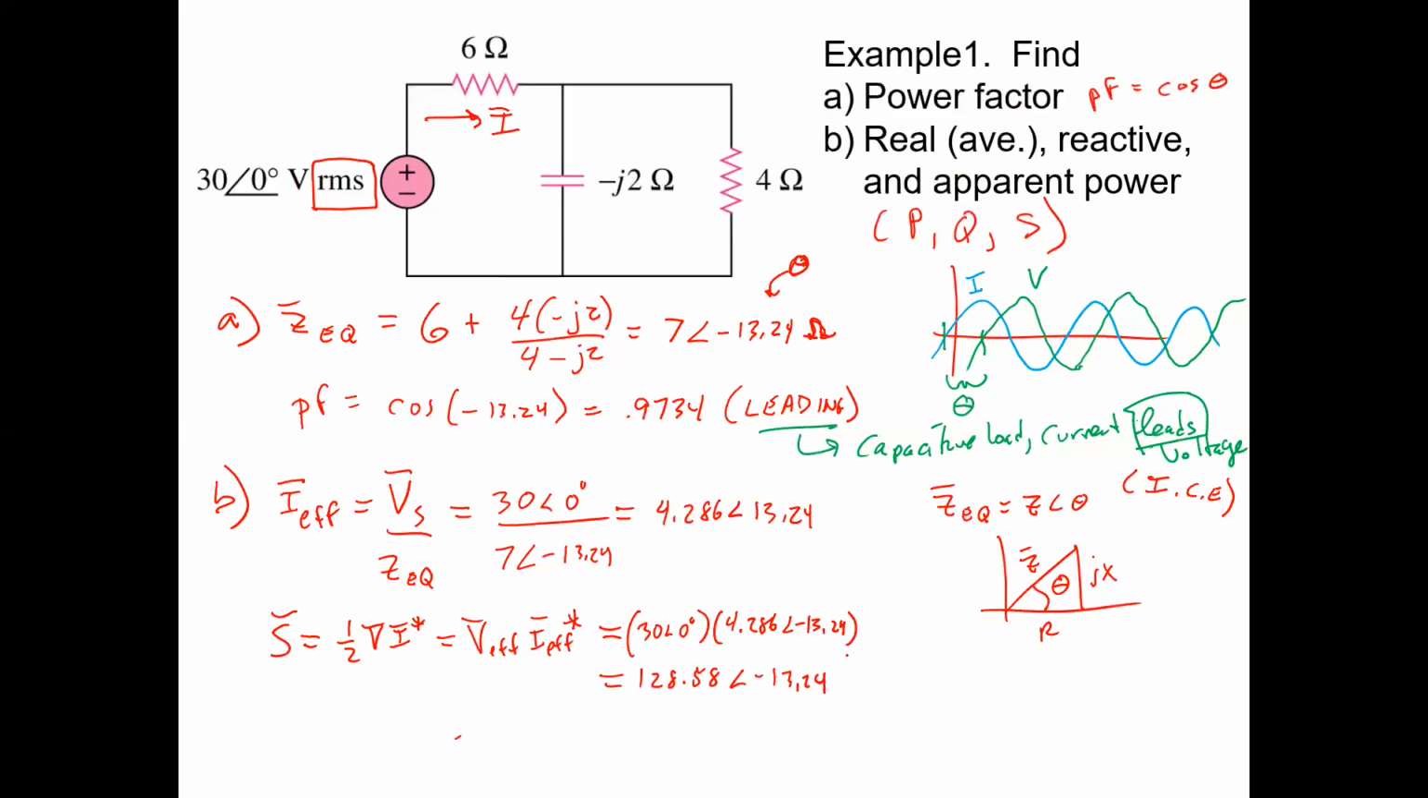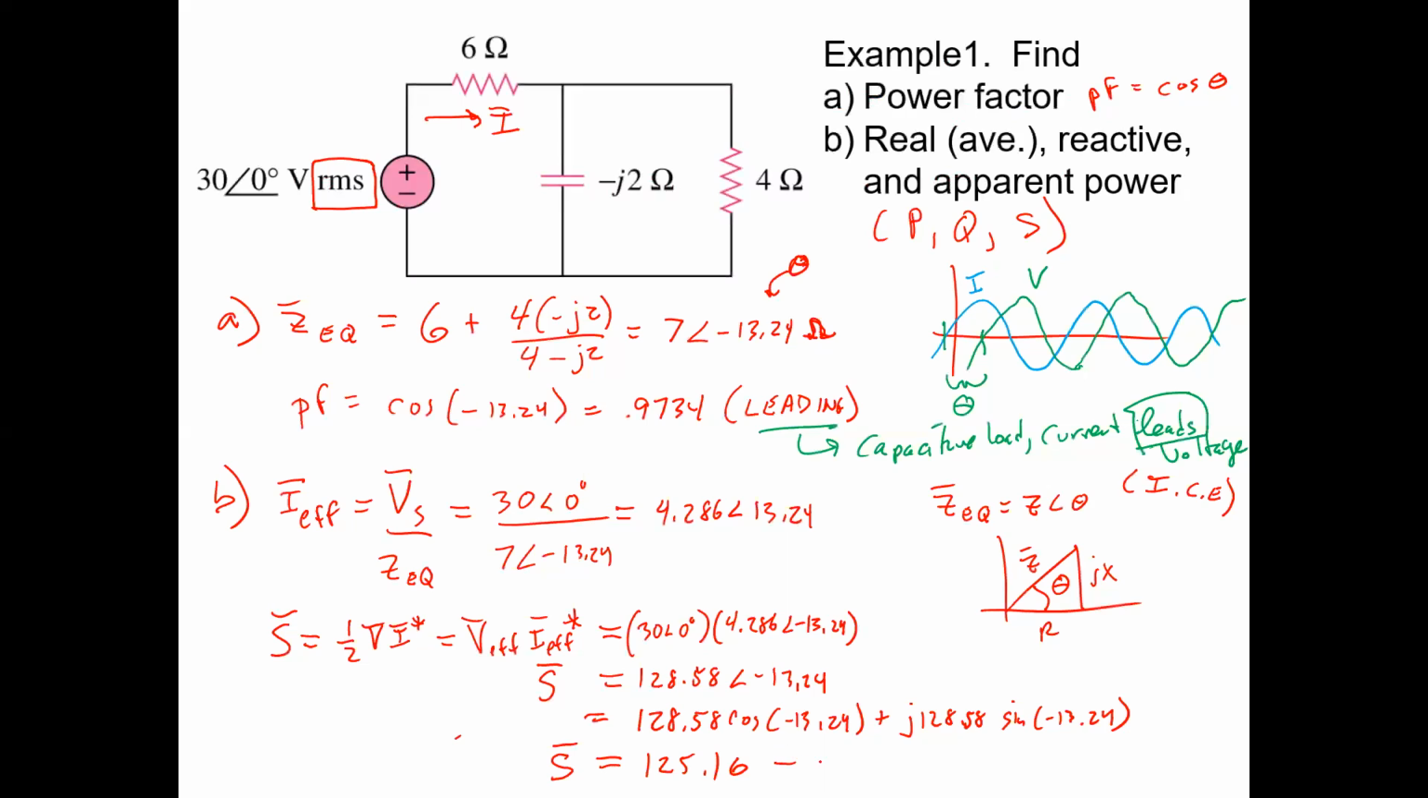So the S is a complex number, so that's our S bar, and that equals 128.58 cosine of minus 13.24 plus j times 128.58 sine of minus 13.24. And that gives us 125.16 minus j 29.25.